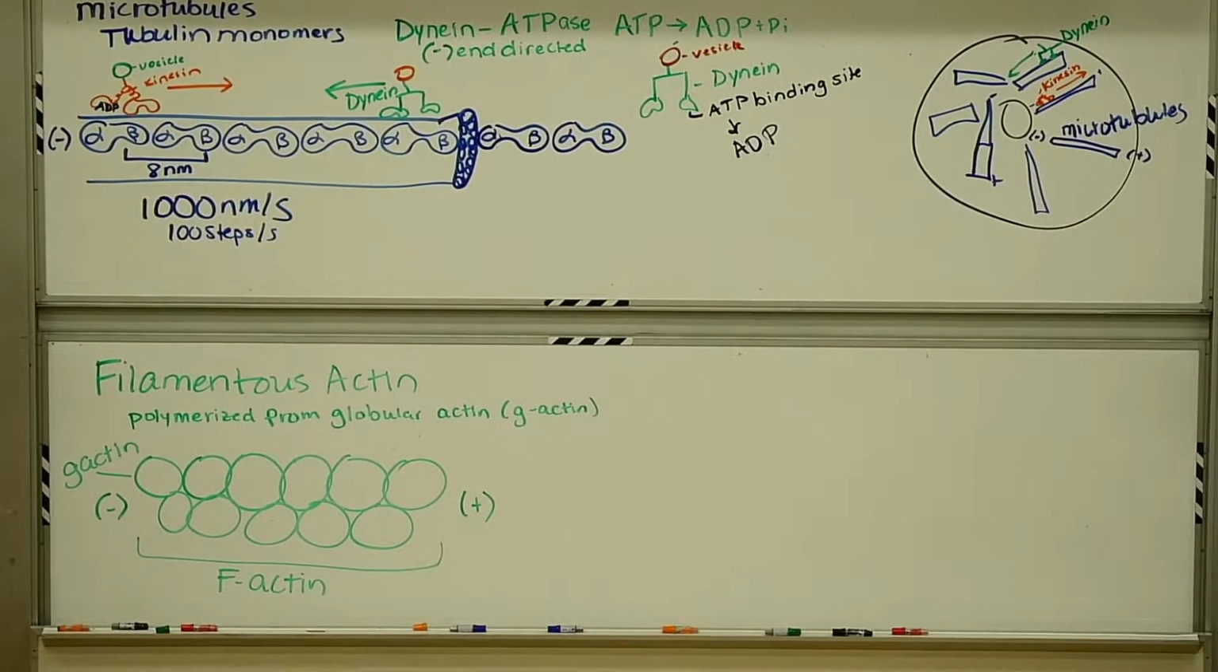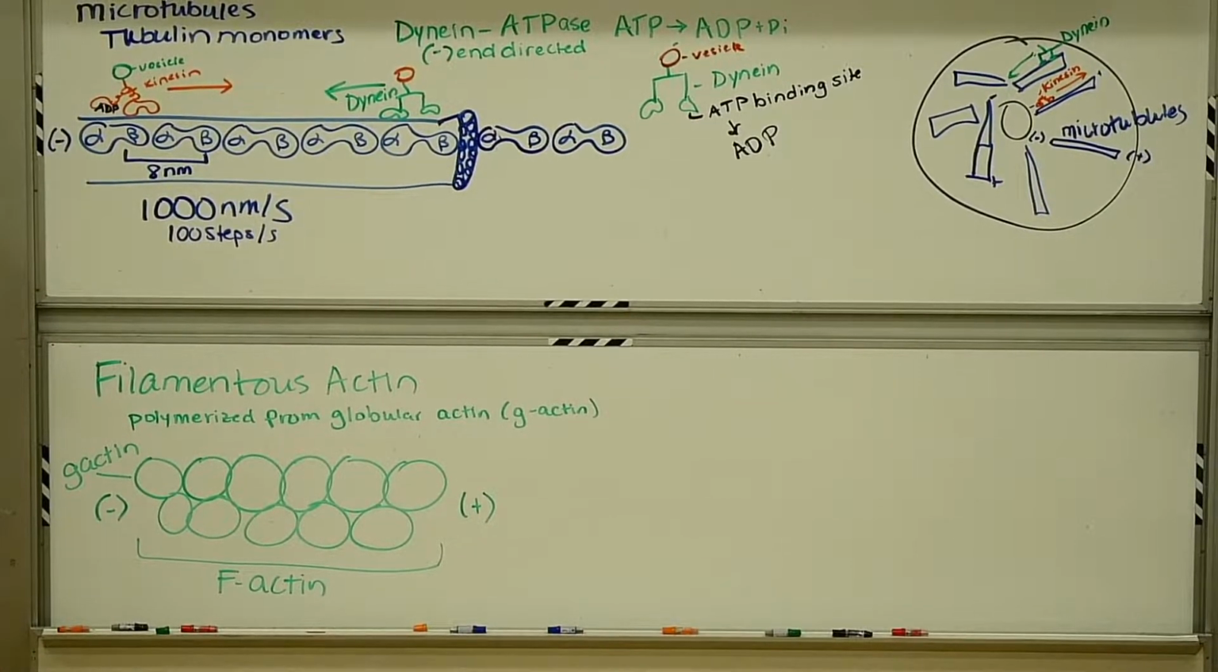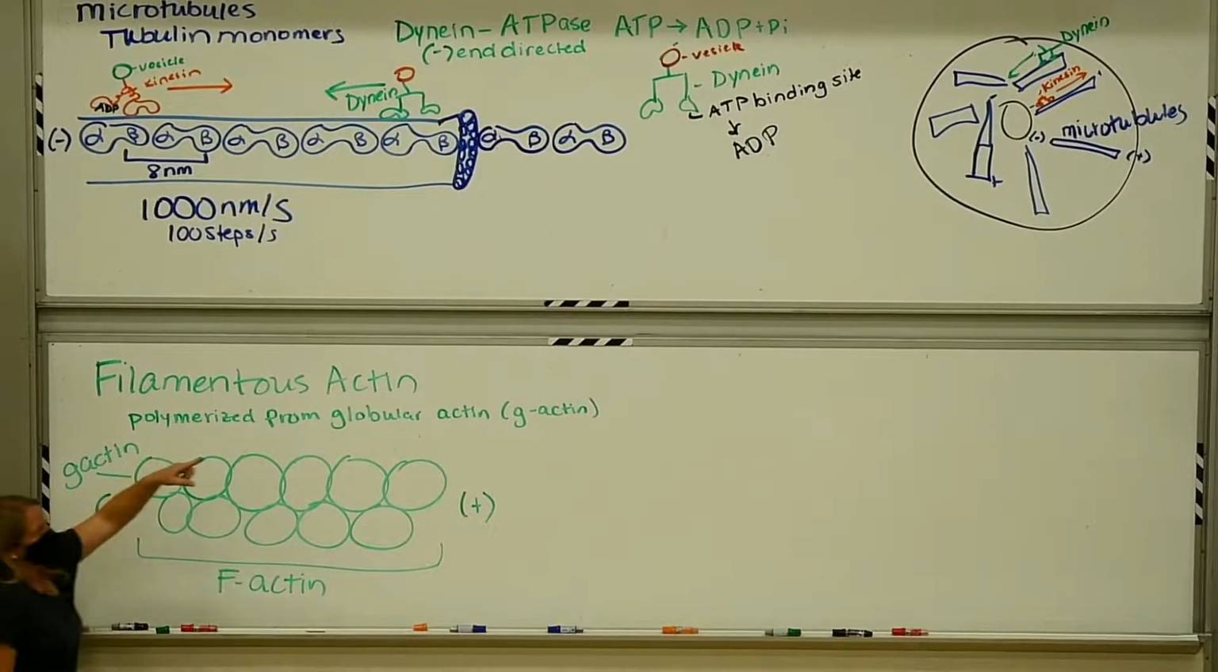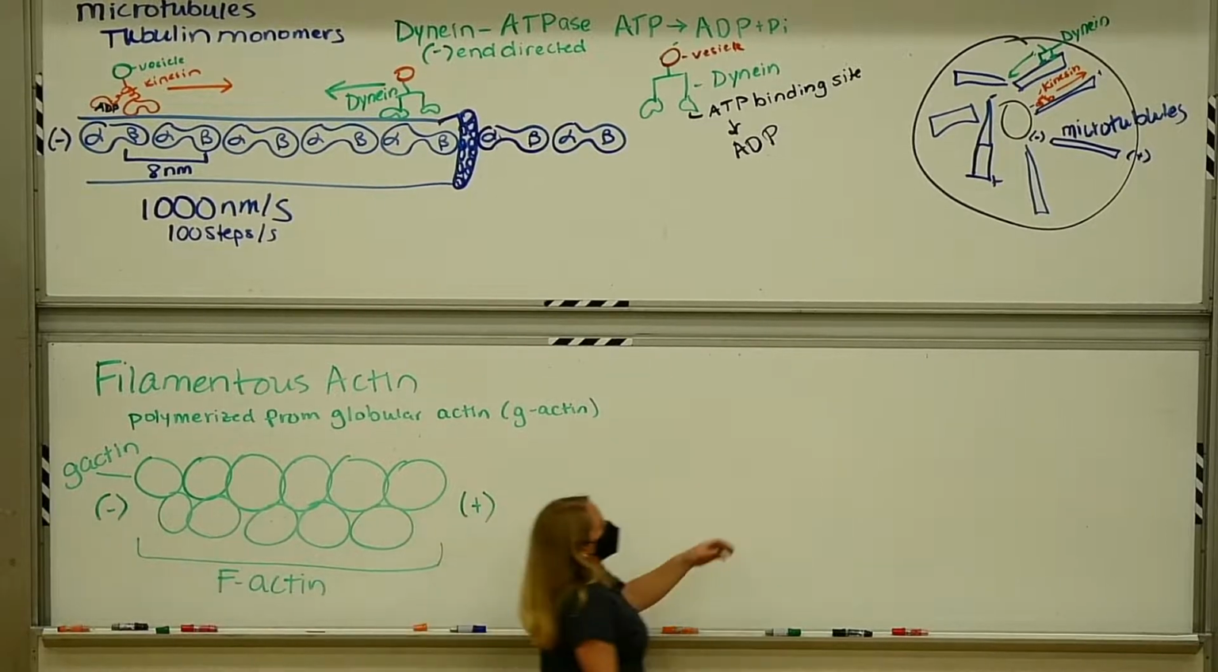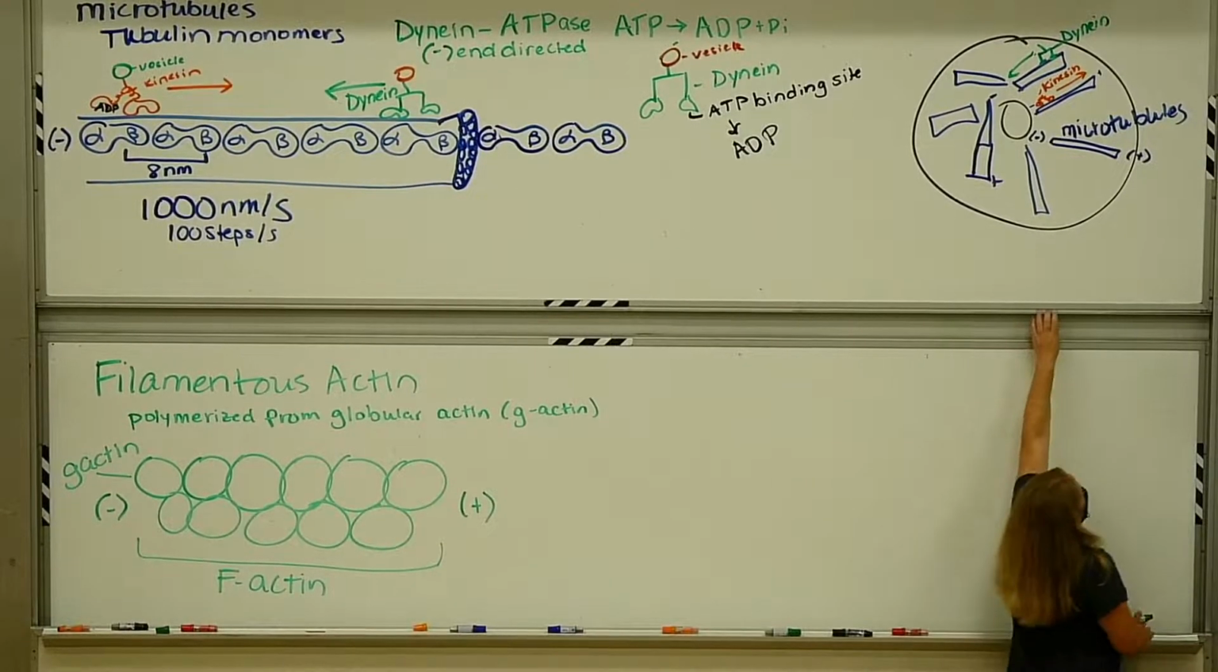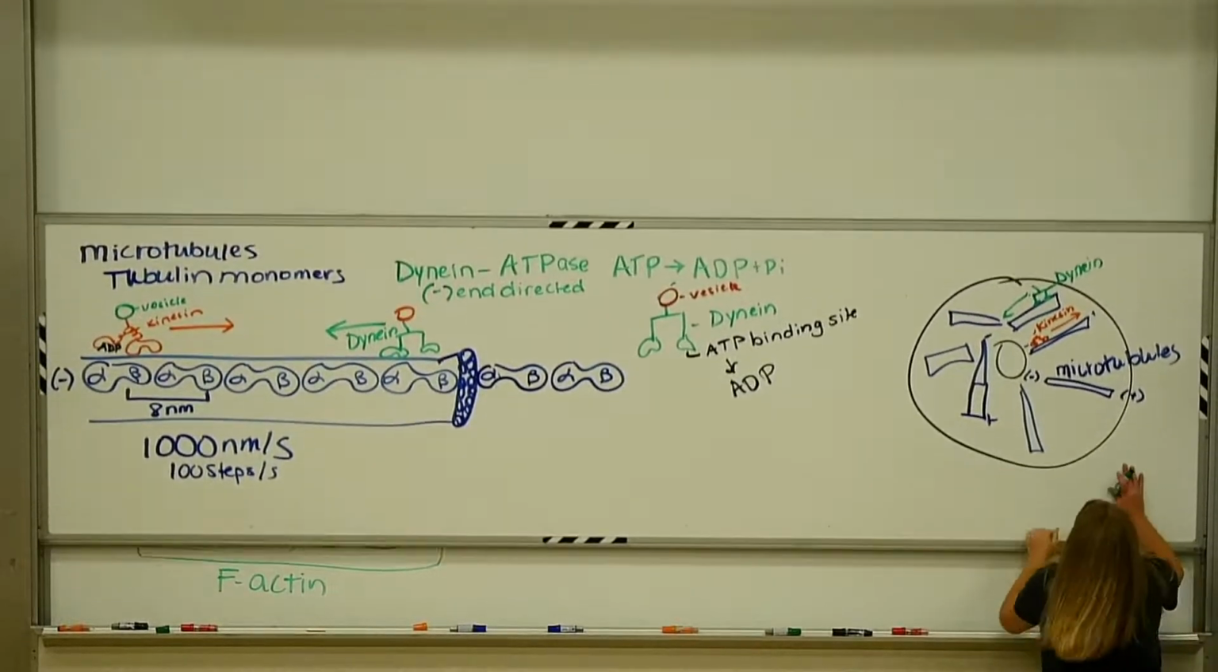In this case, does the minus end also stay closest to the nucleus, or does it not matter? So the question is the orientation here. When we say minus end, is this going to be oriented just like the microtubules, where the minus would be closer to the nucleus? And the answer is yes.